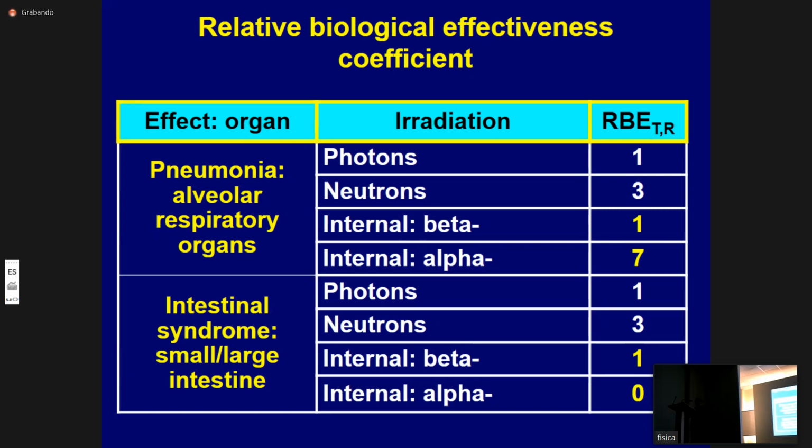Self-absorption of alpha radiation in the content of the intestine during the passage of a radioactive substance through the gastrointestinal tract leads to the impossibility of developing an intestinal syndrome, which is reflected by the zero value established for this case.